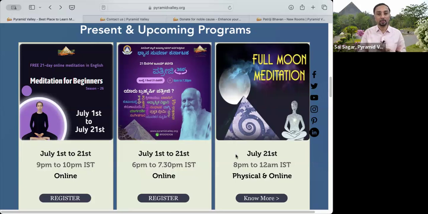And then every full moon, again, energies, we're talking about energies. So full moon is a time of high energies. So we do special full moon meditations inside the mega pyramid on every full moon day. So this month, the full moon is on July 21st. So 8 p.m. all through the night, a lot of people attended. And the same thing is also telecast online.